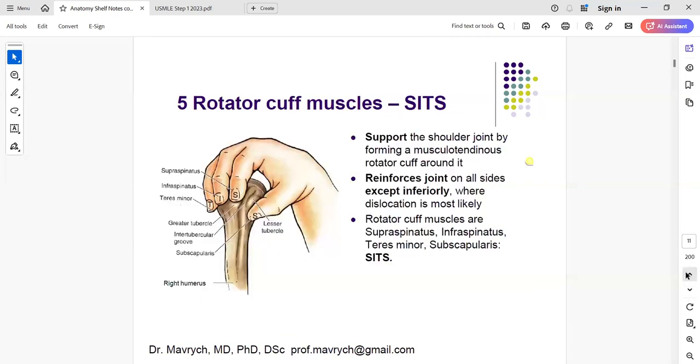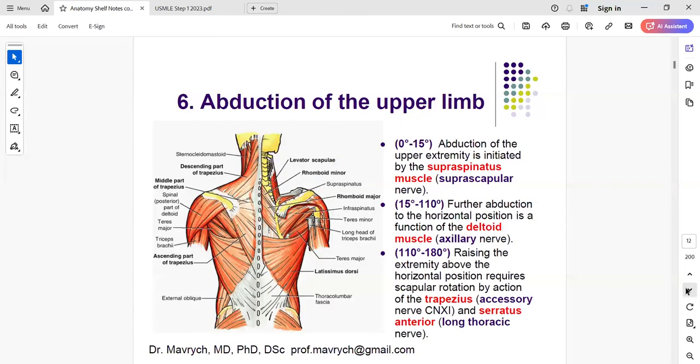Okay, what is the most commonly torn rotator cuff muscle? Anyone who knows the answer, please write in the comment box. Yes, please write it. All right, so abduction of the upper limb. They don't usually ask this, but still, if you have to know, it's 0 to 15 degrees, supraspinatus is involved, 15 to 110, deltoid, and then as you go further, obviously trapezius and serratus anterior are involved.